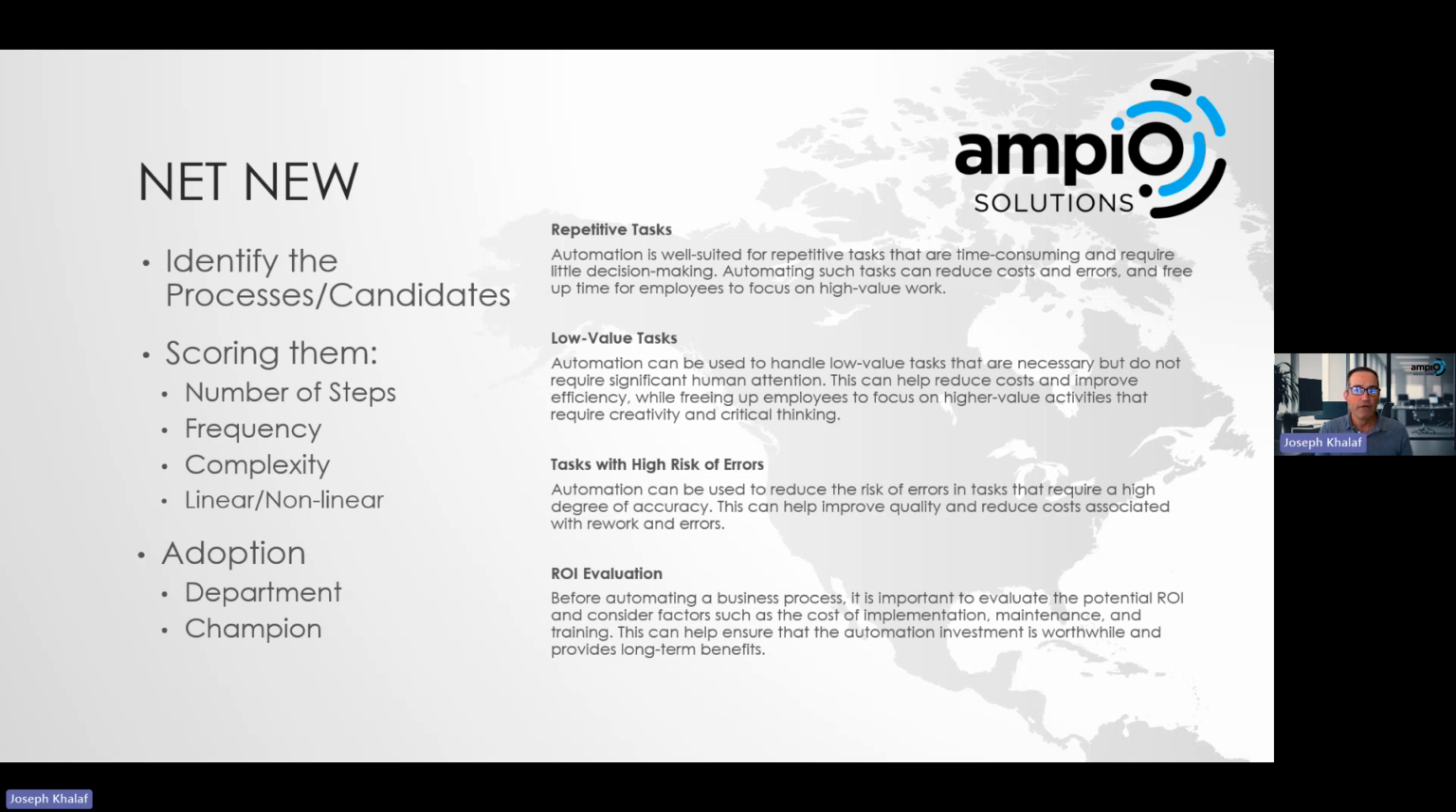Scoring it means, how many steps is that business process? How many people does it touch? How often do we do it? Put a number from 1 to 5 on that. How complex is the process? Is it linear? Is it non-linear? Is it just, it goes from Joe to Andreas to Bob to Jim and we're done? Or if Jim does something, it has to come back to Joe. And if Andreas does something, it bypasses Jim. What is the complexity of that process?